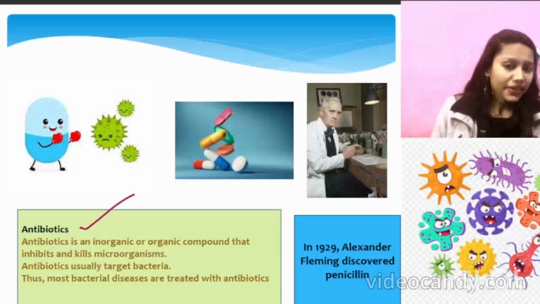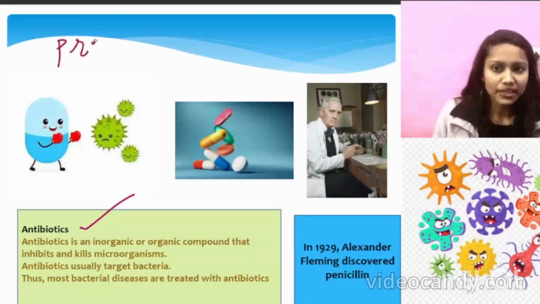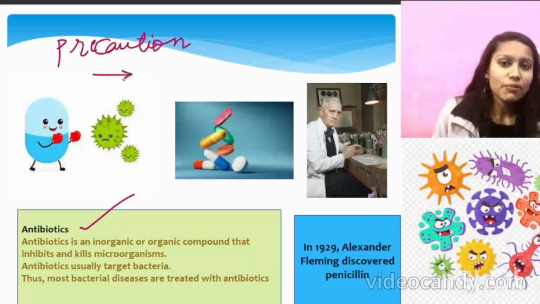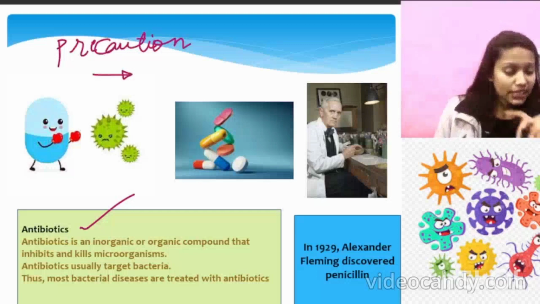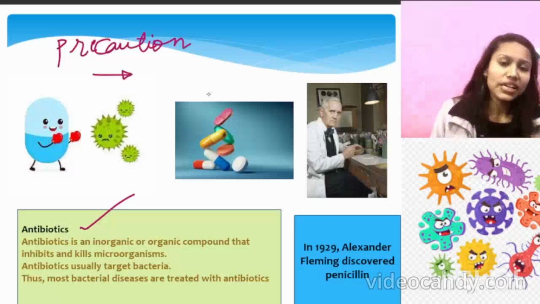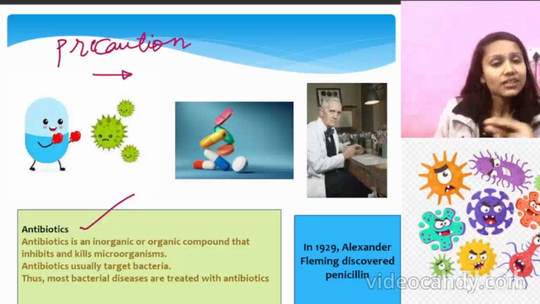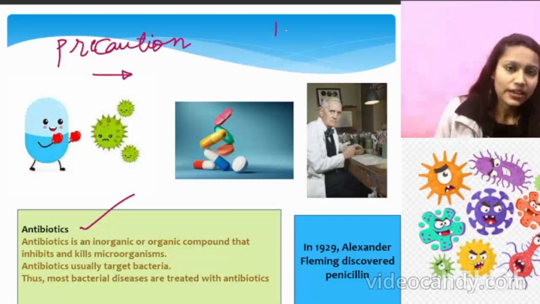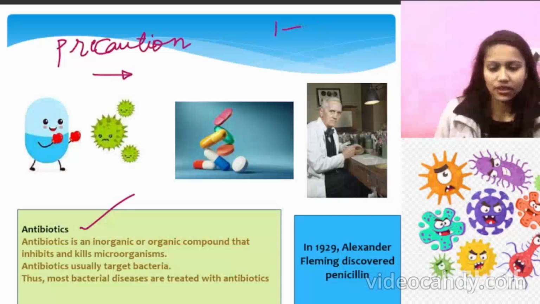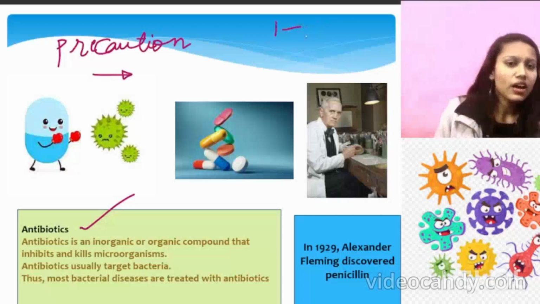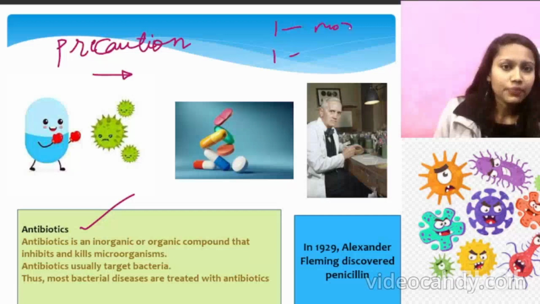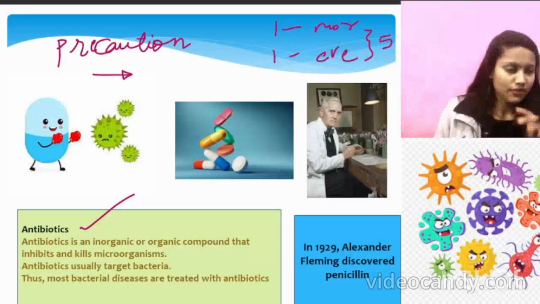Now, there is a very important point that we should keep in mind when we talk about antibiotics. That is the precaution. Antibiotics are not something that you self-prescribe. When you go to the doctor, he will give you a prescription, and he will strictly ask you to take medicines as he suggests only. He will say, take this kind of penicillin or antibiotic, one in the morning, one in the evening, and take it in this manner for 5 days, for example.